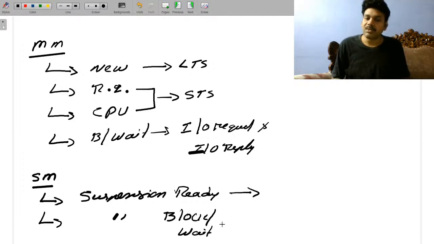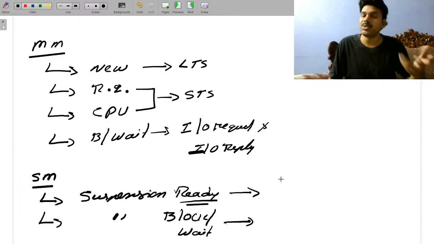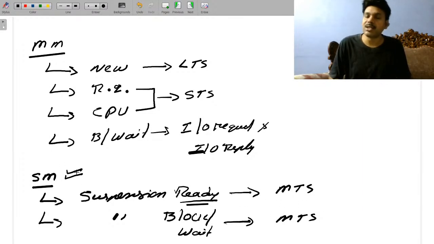Due to lack of the IO resources and due to lack of the ready queue, because queue is of limited length only, in these two cases MTS is responsible to do swap in and swap out. Whenever they are swapping, it deals with the secondary memory, not with the main memory. So main memory is only available in these two cases.